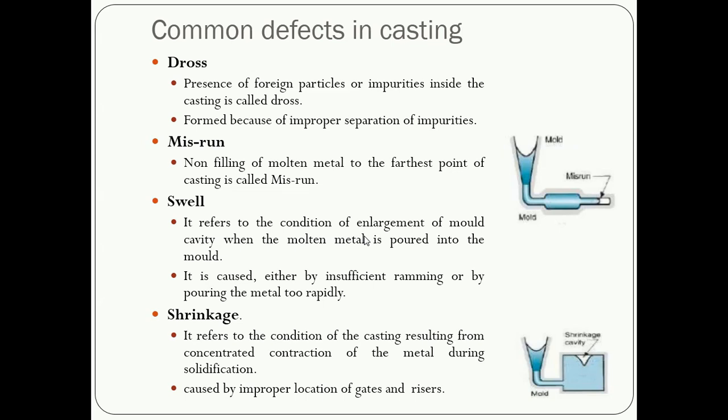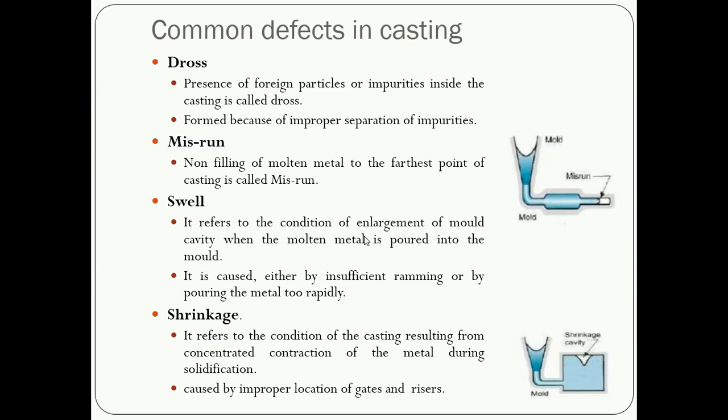So separation of the impurities from the molten metal is also very important. We have to separate the impurities while taking metal into the ladle. Again, while pouring the metal from ladle into the pouring basin, you can also go for separation of impurities from the top surface of molten metal to avoid this defect, that is a dross.